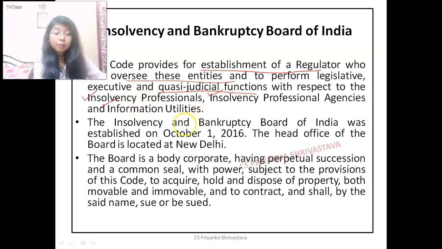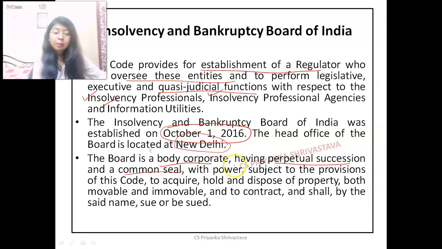This board was established on 1st October 2016 and its head office is located in New Delhi. It is a body corporate, so it has all the features that a body corporate has. It has perpetual succession, that is, it will not end because of the death of any partner, it keeps on going, and it has a common seal.